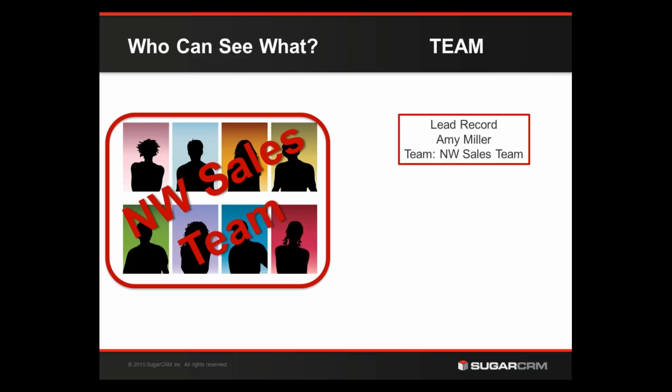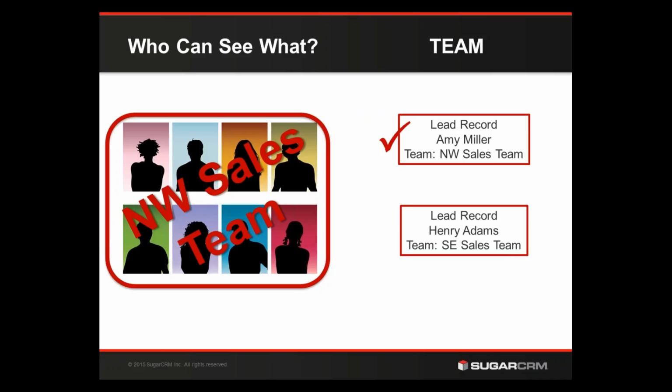So let's say we have a record, Amy Miller, and it's assigned to the Northwest sales team. Well, this group of people that you see here on the screen, they're going to be able to see that record. All right. If we have another record, Henry Adams, and it's assigned to the Southeast sales team, this Northwest sales team will not be able to see that record.